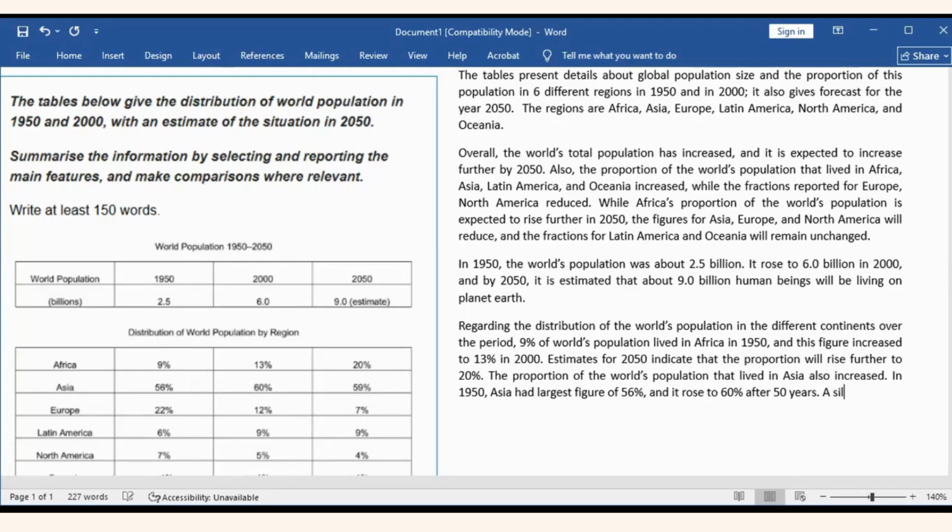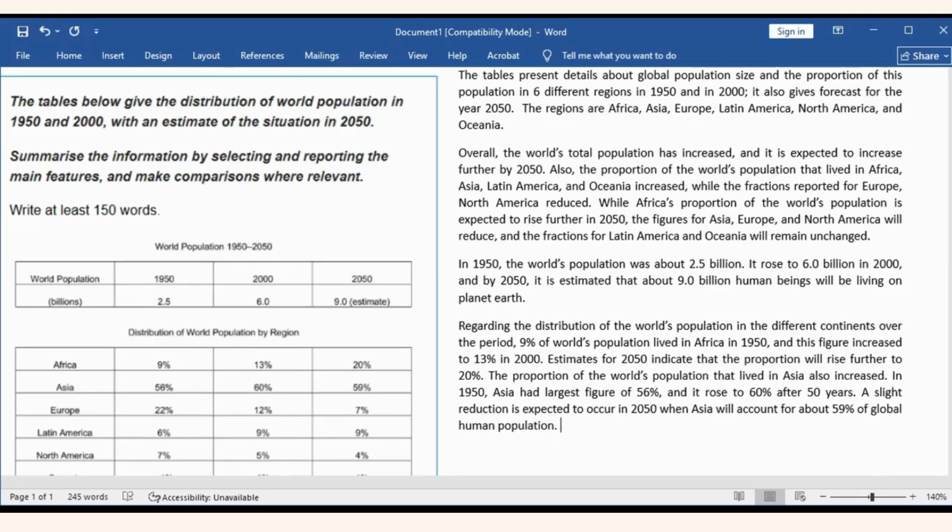A slight reduction is expected to occur in 2050 when Asia will account for about 59% of the global human population.